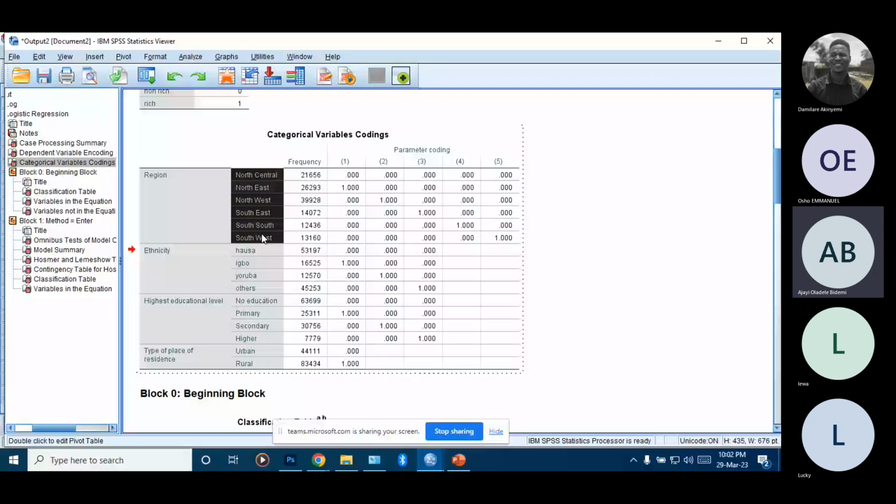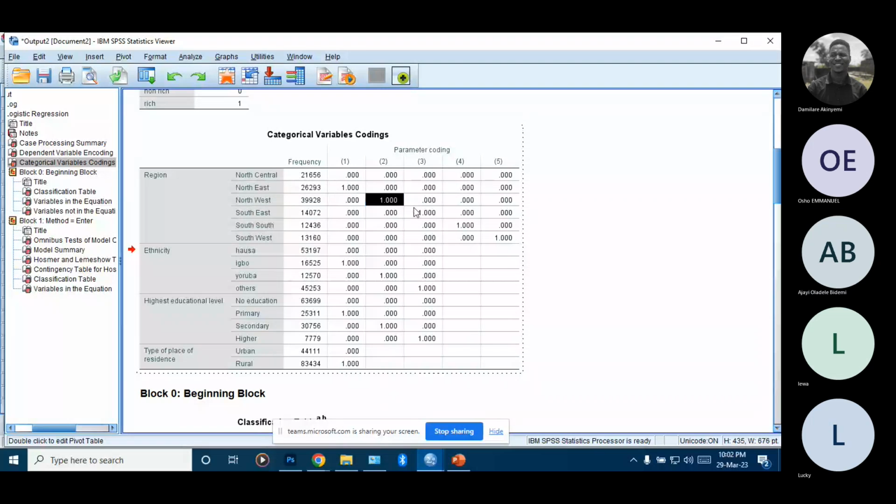Now, remember, I said the first one should be my reference category when I was doing the analysis. That is why it didn't create a dummy variable for the first one. The first one here is central. We can see central is 0, 0, 0, 0. There was no dummy variable for central. But for northeast, it created a dummy. We can see 1 here, and here as well.